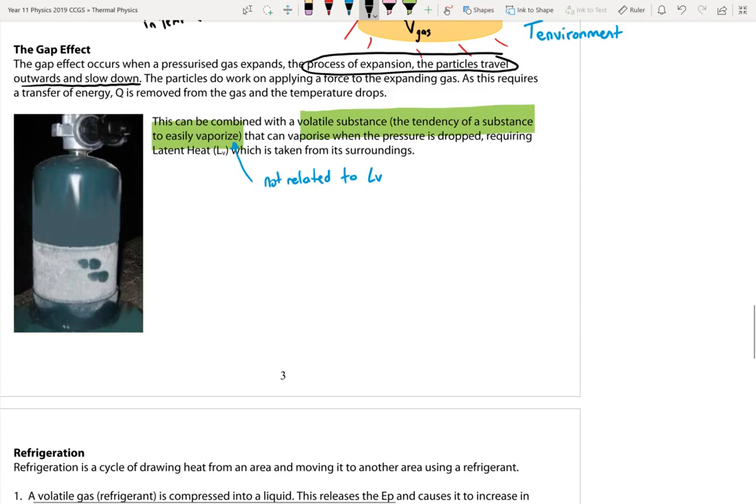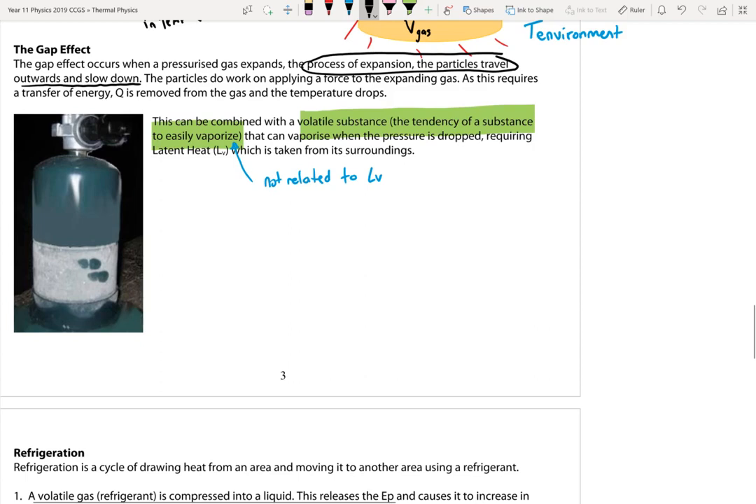You might sometimes see this. Q is removed from the gas, temperature drops. If you have an LPG barbecue gas bottle, has everyone seen a barbecue gas bottle underneath their barbecue? You might notice, and it only really appears on a humid day when there's lots of moisture in the atmosphere, you might see frost occurring either at the bottom or at the top of the gas canister.